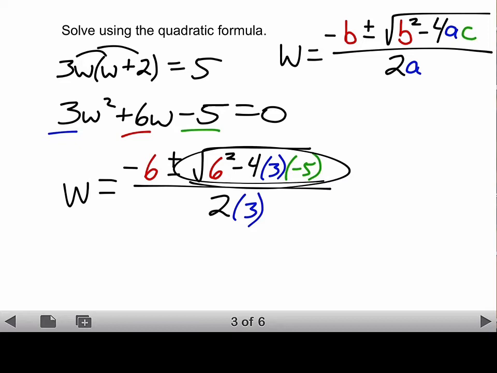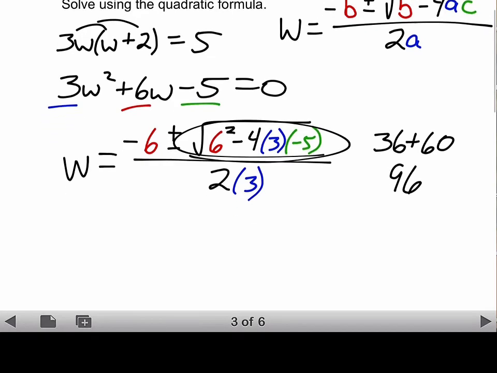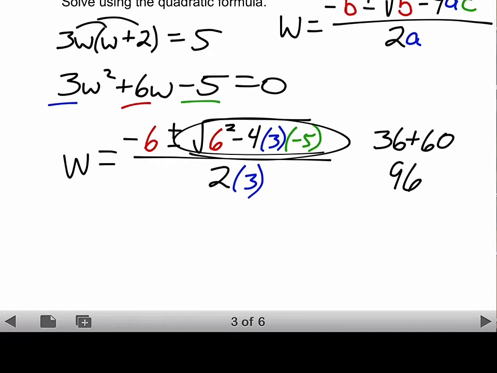In this case, it's going to simplify and become 36 plus 60, which then becomes 96. 96 is not a perfect square, but it is positive. So my solutions are going to be real. I'm going to have 2 of them, but they will not be rational. In other words, there's no chance I could have factored the trinomial. And again, just call that knowledge a tool in your toolbox.